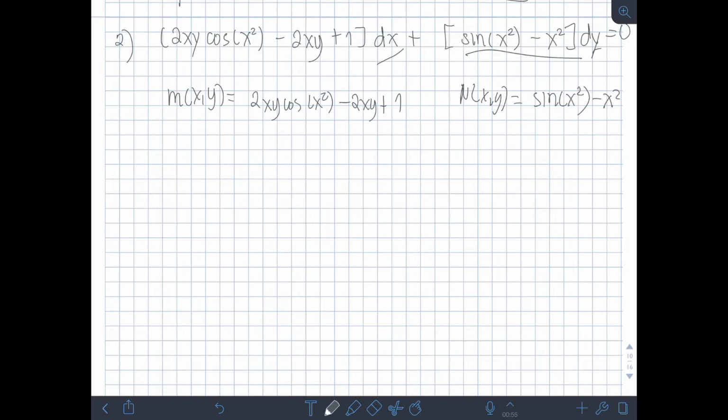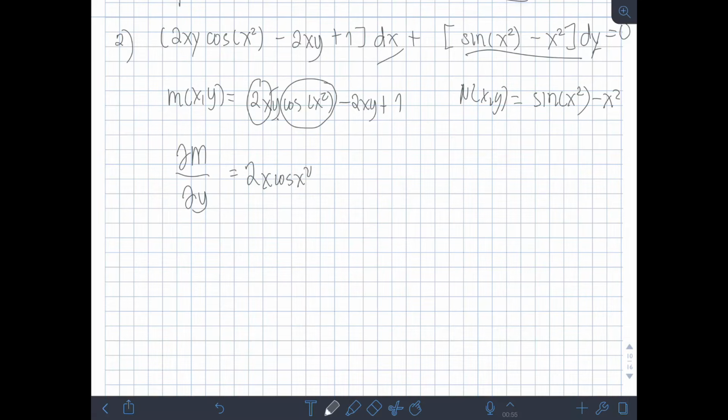So let's first test whether this DE is exact. Let's find the partial derivative of M with respect to y. We have a constant, x. We differentiate with respect to y. So this 2x and cos x squared are constant, so we set them aside.